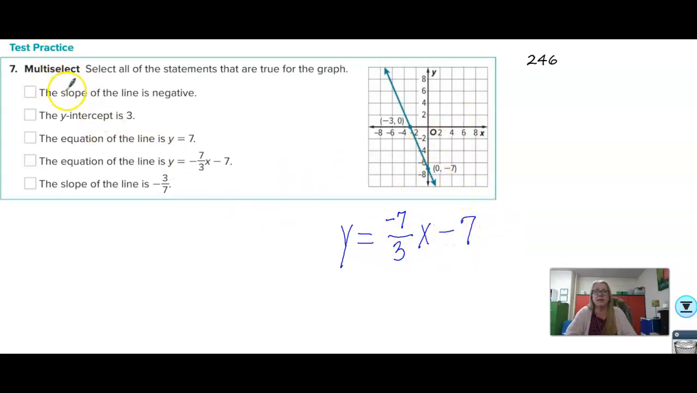So let's pick the ones that are right. The slope of the line is negative. We could have told that just by looking at it. Slope dude would call that a nice negative. The y-intercept is 3. No, the y-intercept is negative 7. The equation of the line is y equals 7. No, that would be a horizontal line. The equation of the line is y equals negative 7/3 x minus 7. You betcha. And the slope of the line is negative 3/7. Ooh, they switched it on you. That one's not right. So only this one and this one were correct.